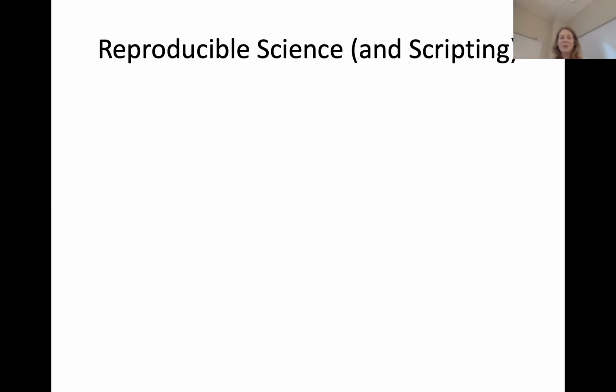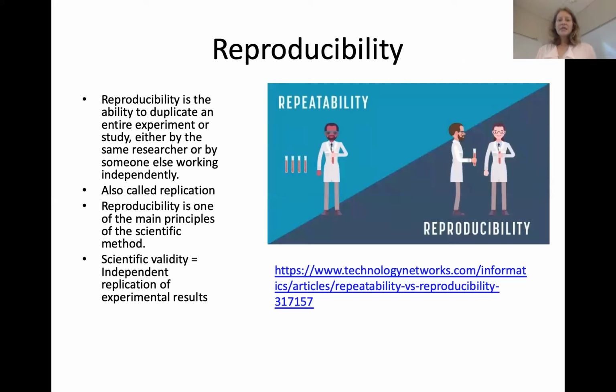Okay. I want to talk a little bit about reproducible science and scripting. Reproducibility is becoming a bigger and bigger issue in science these days. And when I say reproducibility, what I mean is the ability to duplicate an entire experiment or a study either by the same researcher or by someone else working independently. I hear reproducibility and replication used interchangeably. I think some people like to call it replication or repeatability if you can do it yourself in the same lab again, whereas reproducibility is if someone else can do it in a different lab.